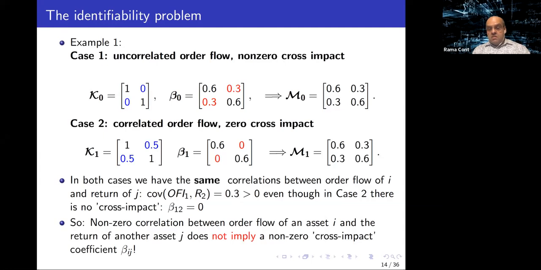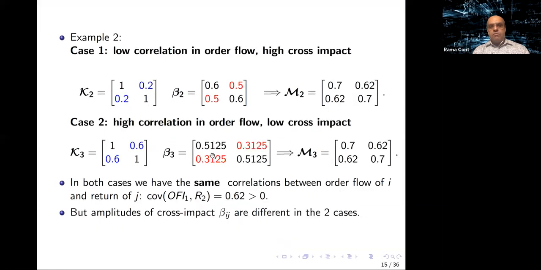So, very easy to understand in this example. In this example, I choose either the correlation in order flow to be 0 or the cross-impact to be 0, extreme case, but it doesn't have to be this extreme. You can have both of them non-zero.